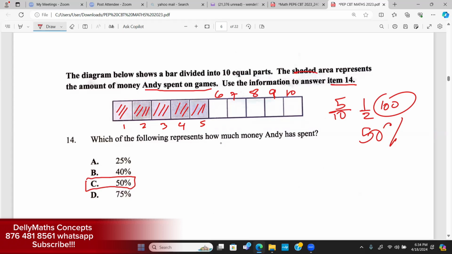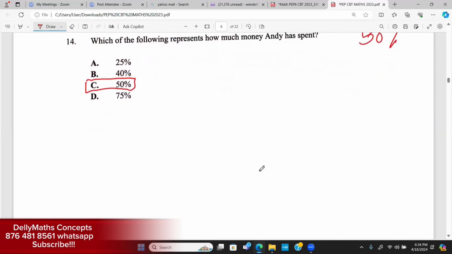So you could see multiple ways to get there. You could simply use logic and get this. You could work it out if you want. But look at the question though. The shaded area represents the money that Andy spent on games. And then it's asking which of the following represents how much money Andy has spent. 50% of his money was spent. 5 out of 10.